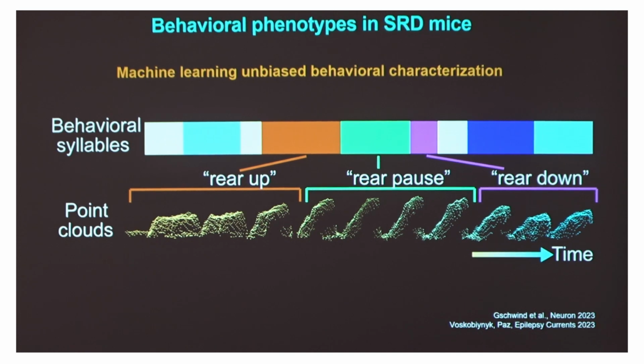What is done here is that as an animal naturally behaves, it goes through a sequence of different behaviors. For example, here as an orange bar, an animal can rear up, and these are just points of the body as the animal is rearing up. Then the animal pauses and then rears down. Technically, all of the behaviors that animals go through are just a sequence of these behavioral syllables. This paper has been recently published by the Soltis group from Stanford. They're our collaborators, and we have published a commentary about this method to be used in epilepsy models as well.